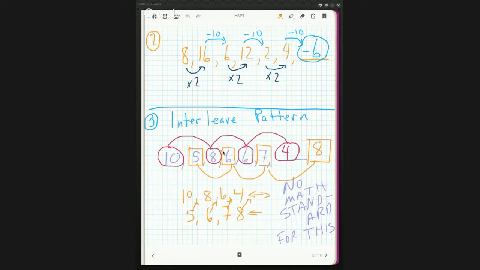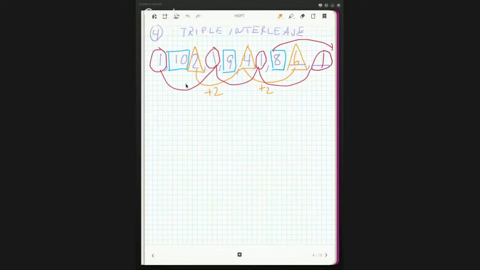The third type is this interleave pattern, where the numbers next to each other really don't have anything to do with each other. The odd numbers will be in a pattern, and then the even numbers will be in a pattern. If you put a box and circle around them like this, you'll see that pattern very quickly emerge. And then the final pattern is called the triple interleave, where the first, fourth, seventh, and 10th are the same pattern, and then the second, fifth, and 8th are the same, and then the 3rd, 6th, 9th, and so on are all the same. So the triple interleave.